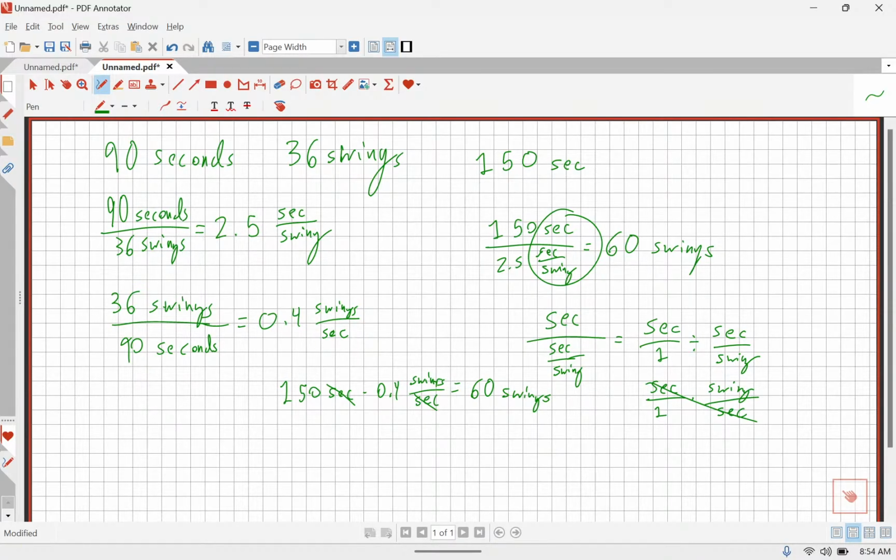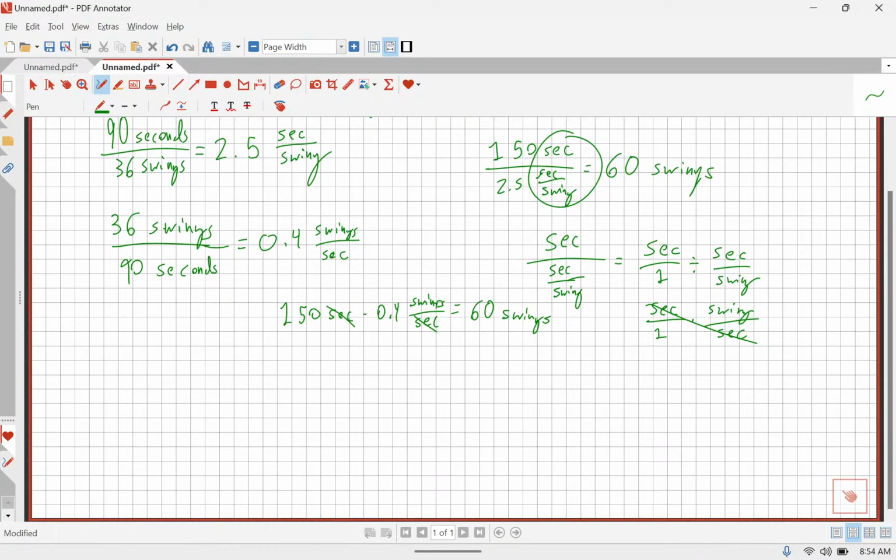There's one other way that I could see you guys solving this, and that's by using a proportion. So we know that if this is a proportional relationship, then our 36 swings divided by 90 seconds should be equal to an unknown number of swings, which I'll call X, divided by 150 seconds. Right? That is something that can definitely happen. To simplify this, I'm going to get rid of those units. 36 over 90 equals X over 150.